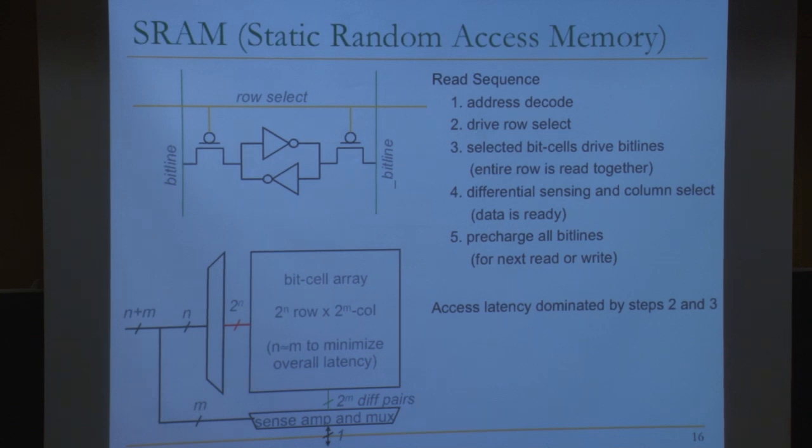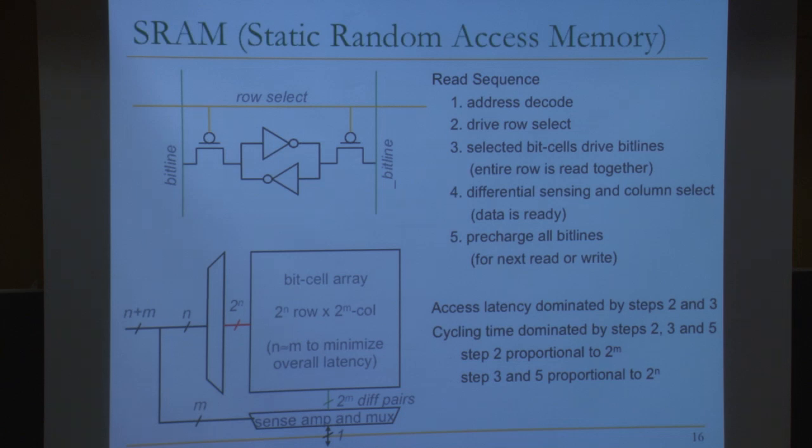Why? Because those are the long interconnects, right? If you look at this, cycle time is again dominated by 2, 3, and 5. Pre-charging also is long because cycling time means when can you start the next access after this access? Until you pre-charge all the bit lines and prepare it for the next access, you cannot access the array again.